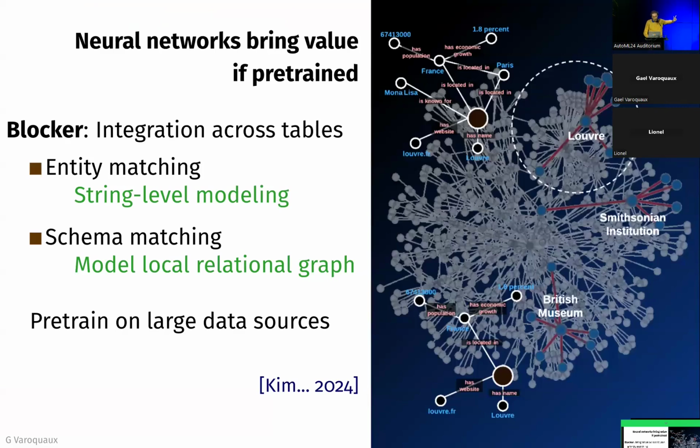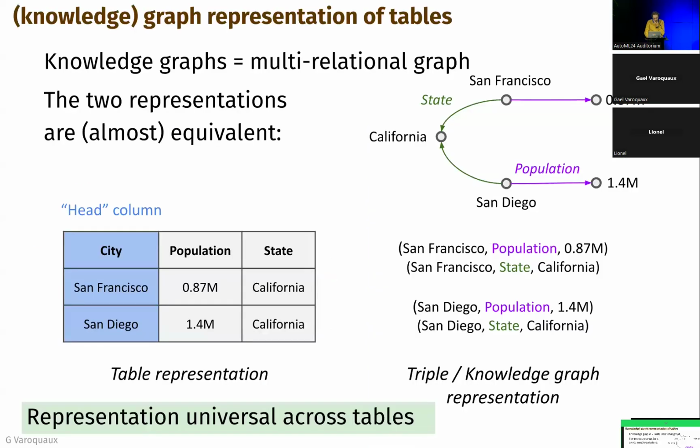So we have two challenges here. One is entity matching. Different entities mean different things. This can be done by string-level modeling. It's related to the language models on the entries that I've presented before. And the other one is schema matching, the fact that different columns mean different things in different data sets. I'll show how we do this. We do this using a model of the local relational graph. And once we've done this, we can pre-train on large data sources and get benefits.